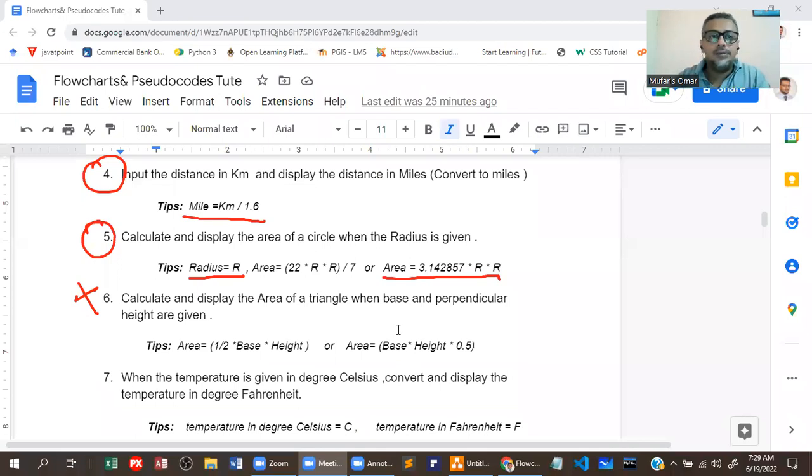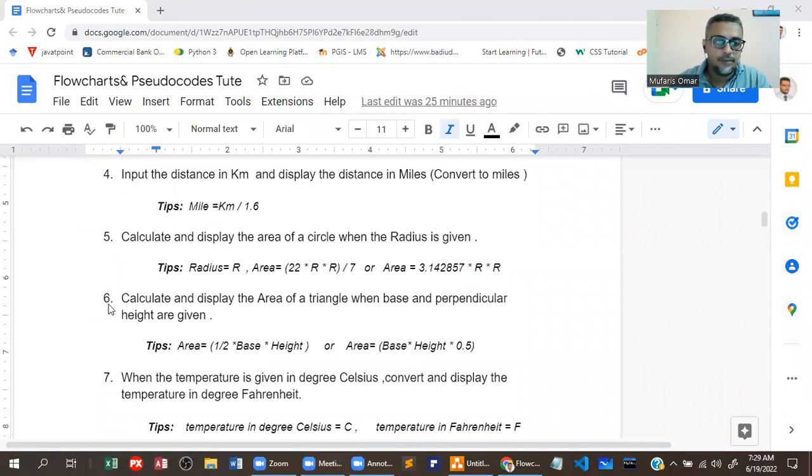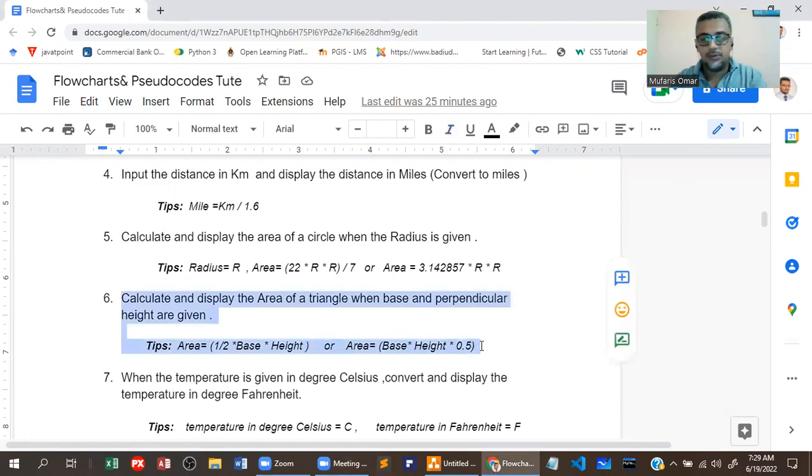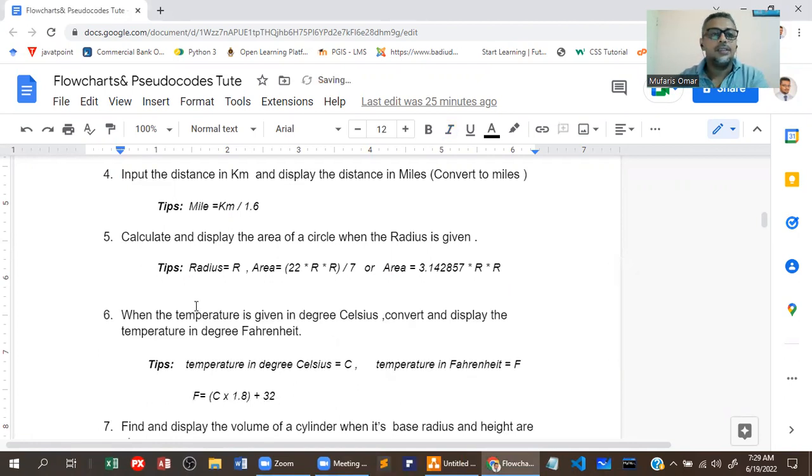Right, third one, third question. When the temperature is given in degrees Celsius, convert and display the temperature in Fahrenheit. Right. So these are the three questions, right?